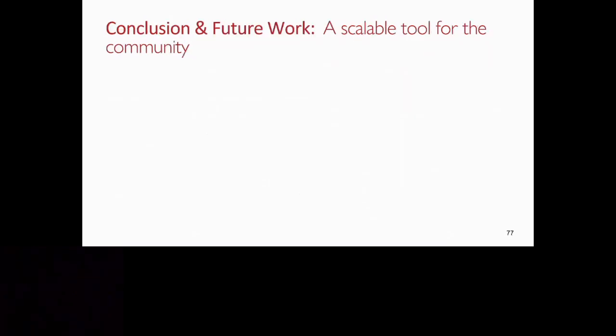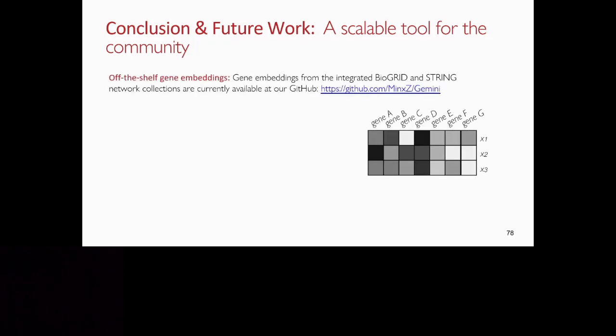So to wrap up, we really want Gemini to be a scalable tool for the community so that if anyone wants to do downstream work and wants to represent genes, that's a viable option. And so with that in mind, we've released our trained off-the-shelf gene embeddings for the combination of the BioGRID and STRING collections. And they're currently available on our GitHub, which is linked here as well as in our paper.